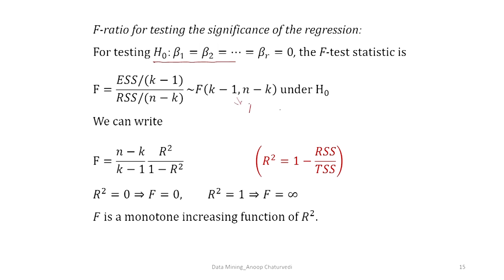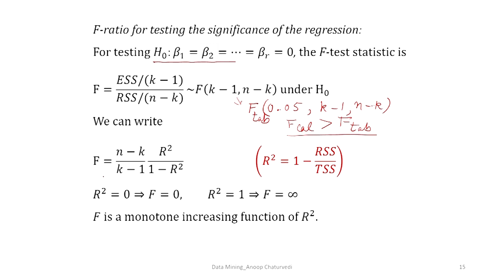So, suppose you take the level of significance as 0.05. Then you obtain the tabulated value of F corresponding to 5% level of significance. Now, if F calculated is greater than F tabulated, then we reject H naught. That is, your model is significant. Otherwise, we accept H naught. Your model is not significant.